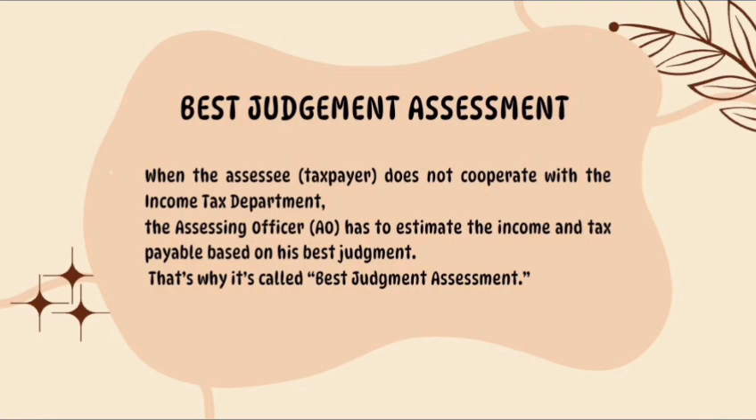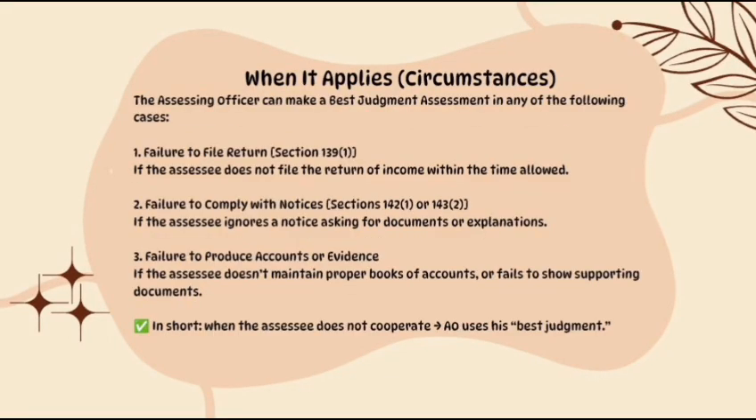When the taxpayer fails to file a return or does not cooperate, the assessing officer makes the assessment based on the best available information. It is done on the officer's own judgment. That's why it is called best judgment assessment. It is applicable when the assessee fails to file the return and fails to comply with notices given by the assessing officer or ignores them, and fails to produce accounts or evidence whenever the assessing officer asks to do so. In short, when the assessee does not cooperate, the AO uses his best judgment.